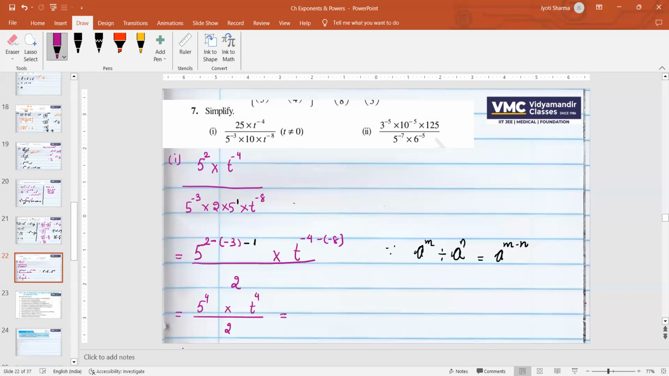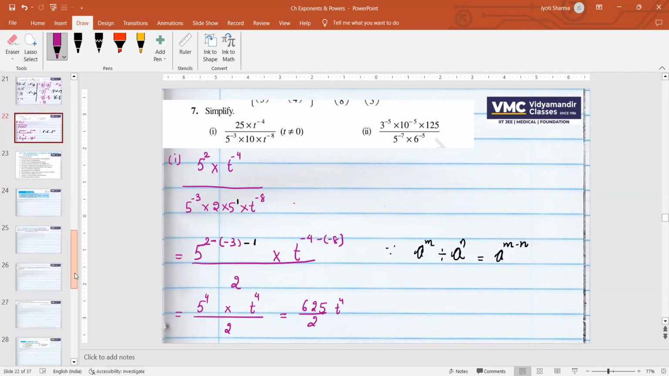Five raised to the power 4 we can calculate, which will be 25 into 25, which is 625, upon 2 and 3 raised to the power 4.